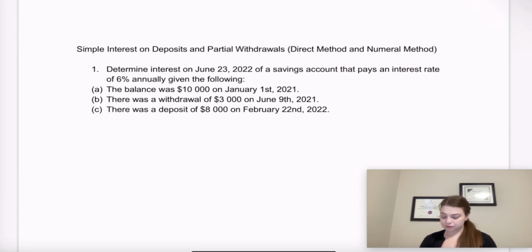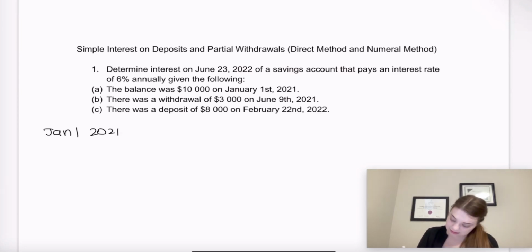All right, so let's start with the direct method first. The first thing I'm going to do is write down the first date that we're given here, which is January 1st of 2021. So let's do that. January 1st, 2021.